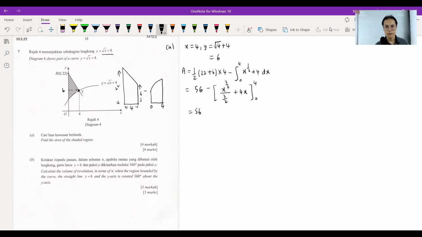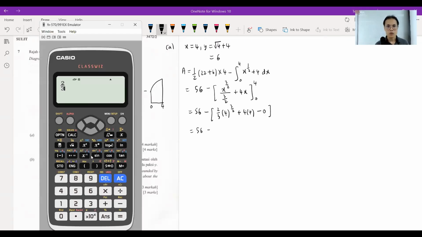So this is 5/6 here. I think we can take this and flip it upside down, and it becomes 2/3. Substitute 4 inside: 4 power 3/2 plus 4 times 4, minus, when you substitute 0 inside, the whole thing becomes 0. So this one you can count, quite easy. Well, I think I'm going to use a calculator. 4 power 3/2, basically this is 8 actually. You square root 4 is 2, 2 power 3 is 8.